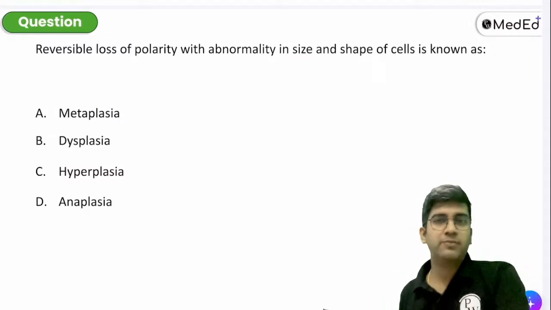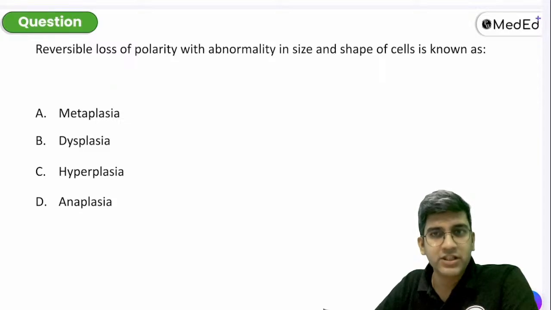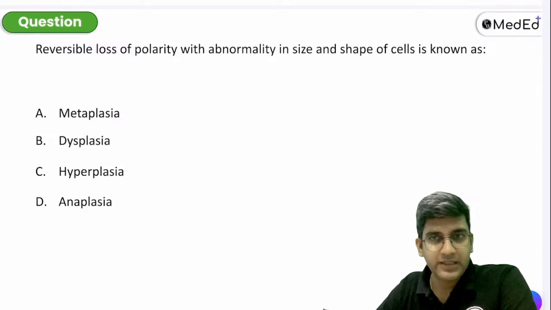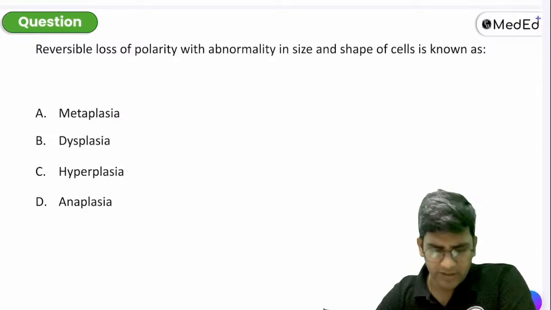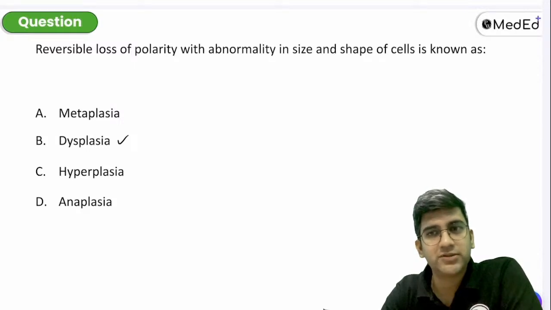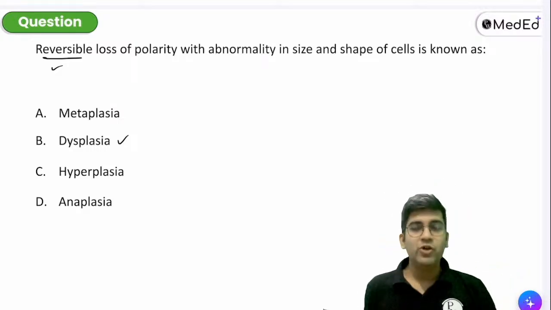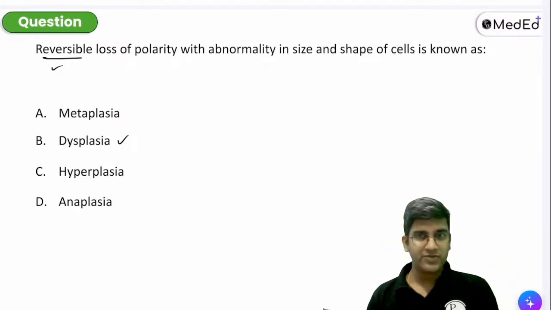Let's spend a little bit of time to understand this. Reversible loss of polarity in cell and shape is known as, okay, the tree is gone with B and Kaushik is gone with B. Dysplasia, right? Okay, next question. Is dysplasia reversible or not reversible? It is reversible, right? It is reversible as well as irreversible. We'll look at that very soon. It can be reversible as well as irreversible, fine.